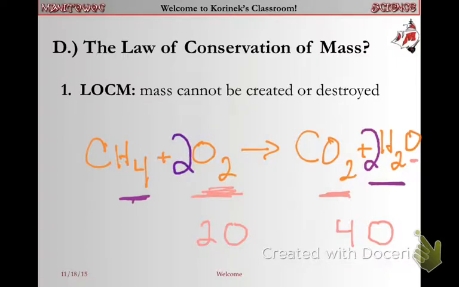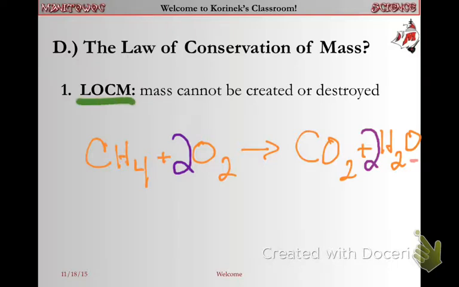Now let me erase some of this side stuff and clean this up a little bit. And let's take a closer look at that chemical equation, and I think you'll notice that it is balanced at this point. 1 carbon on each side, 4 hydrogens on each side, and 4 oxygens on each side. So this is a balanced chemical equation that is now obeying the law of conservation of mass.